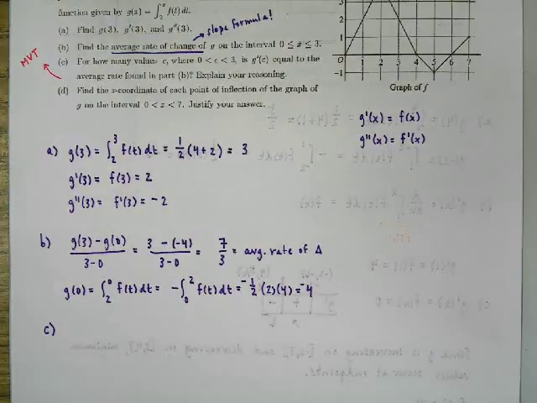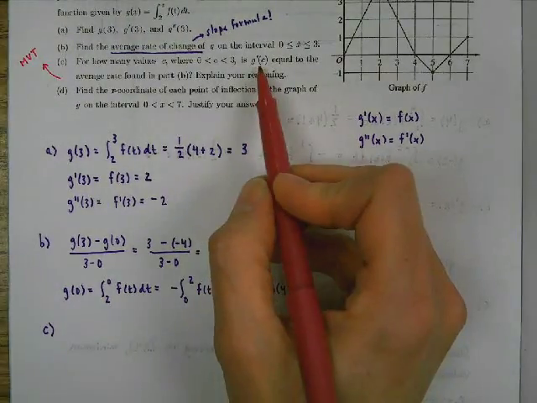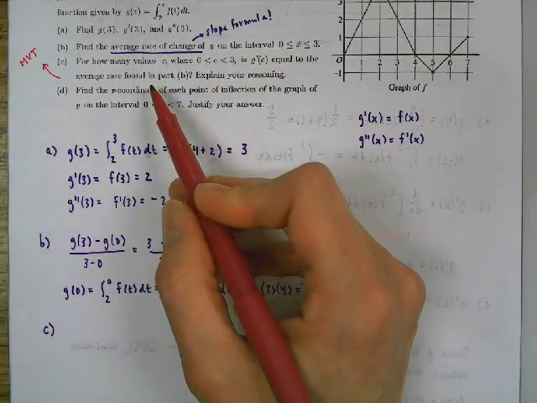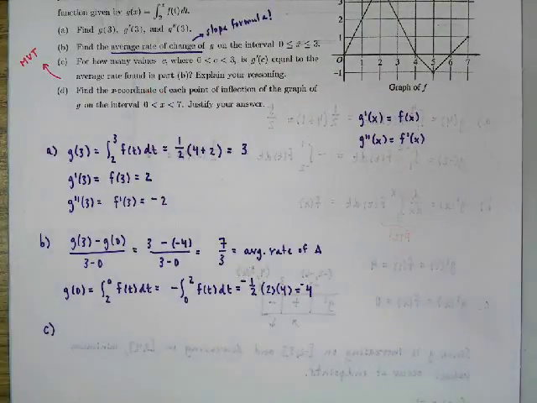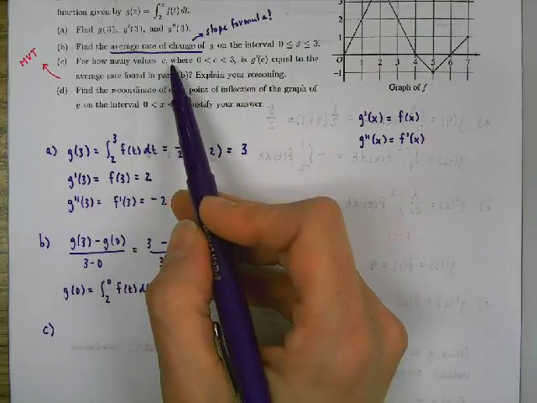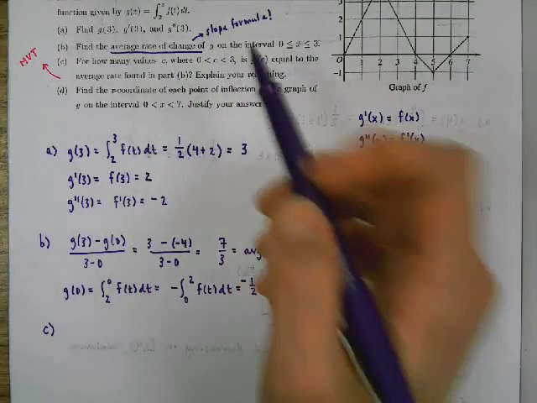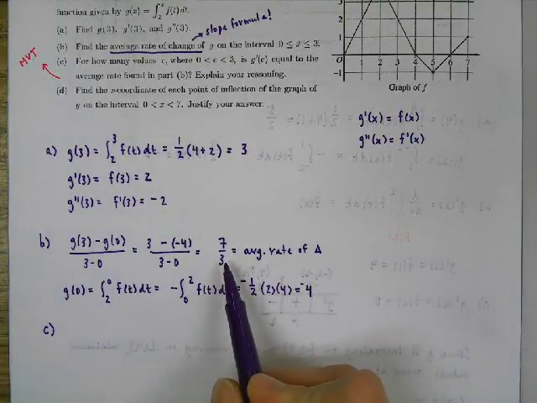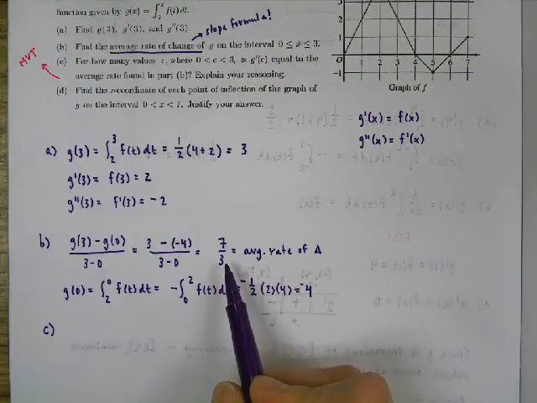That was all about finding where the derivative, our instantaneous rate of change, is equal to the average rate of change. Now here, they're not asking us to find the values of C. They just want to know how many places that happened. So now we have to remember our average rate of change is 7/3. Right, so a little more than 2.